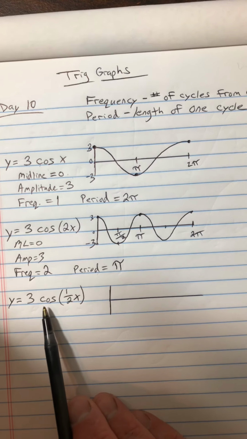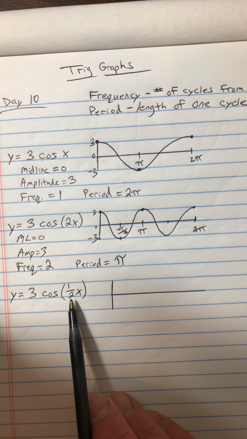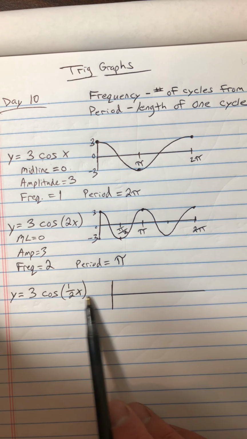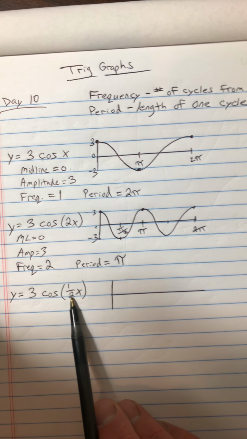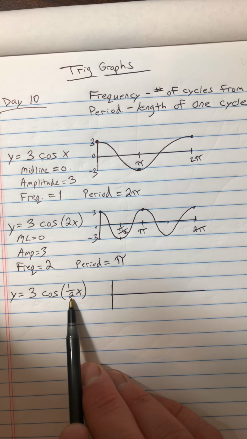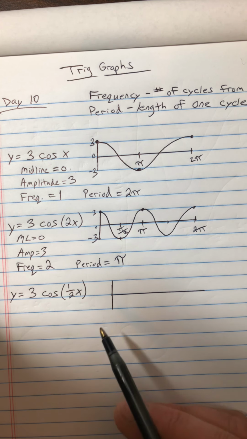Same idea of the next one. I got 1/2 x in here now. All right, those of you remember the transformation rules. The stuff inside the parentheses is a horizontal stretch or compression, all right? So this one's actually gonna be a stretch horizontally because it's 1/2.